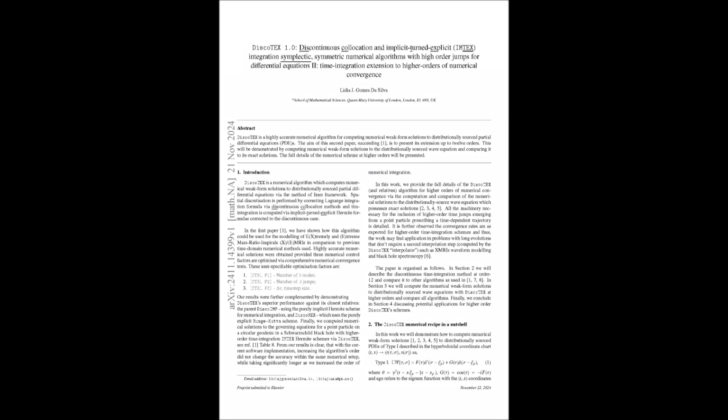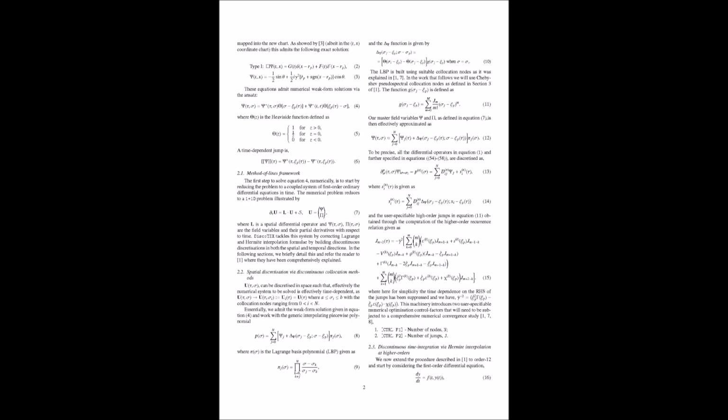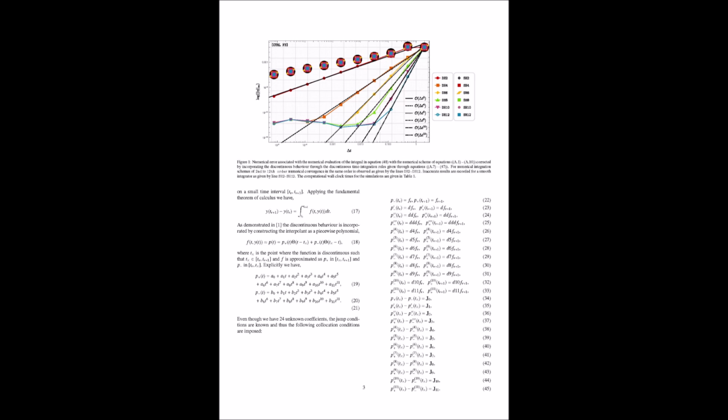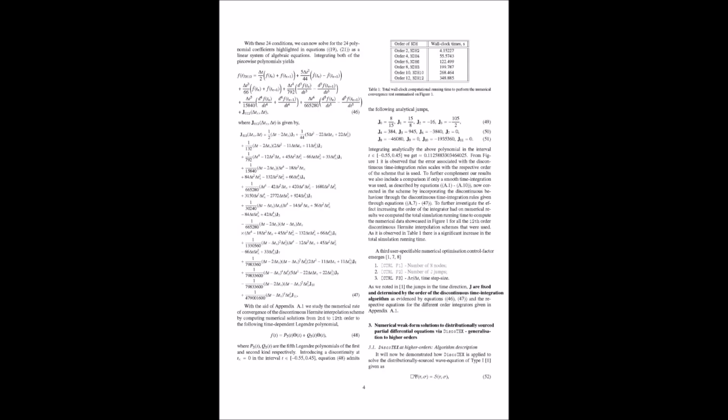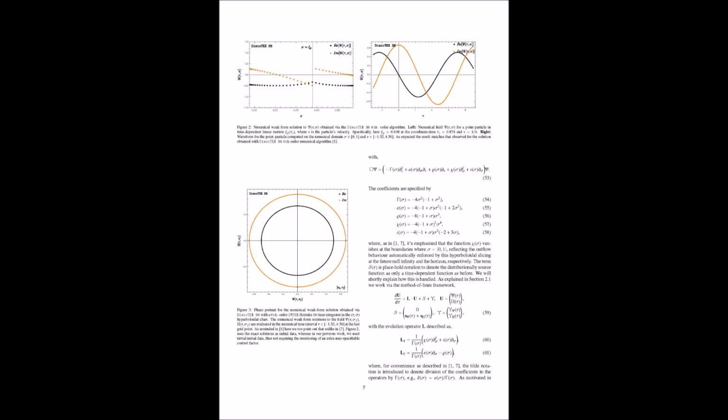Today we're tackling something pretty cool, an algorithm called DiscoTEX. Sounds intriguing. It's designed to solve a particular kind of math problem that you'll find in astrophysics. Oh, what kind? Finding solutions to distributionally sourced partial differential equations. This can be tricky. Exactly. And we'll be using a research paper to break it all down. By the end of this, you'll have a good grasp of DiscoTEX, how it works, what it's good at. Sounds good. Let's get into it.